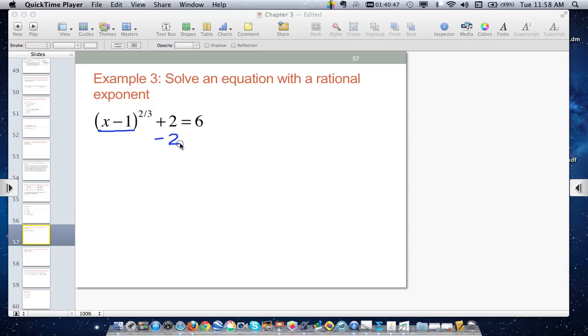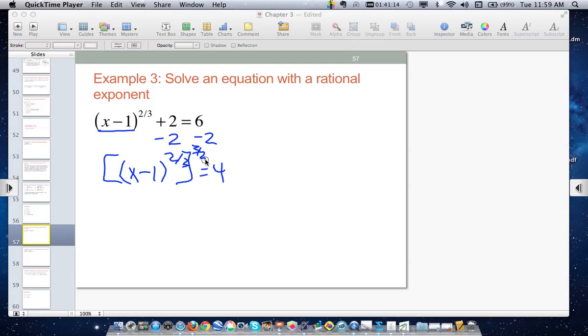So step 1, get rid of that 2. Now I have x minus 1 raised to the 2/3 equal to 4. Now I want to get rid of that 2/3, so the best way is to figure out a way to make the exponent equal to 1. So let me multiply that by 3/2, just like I would if I had a fraction for my coefficient, I would multiply by the reciprocal.